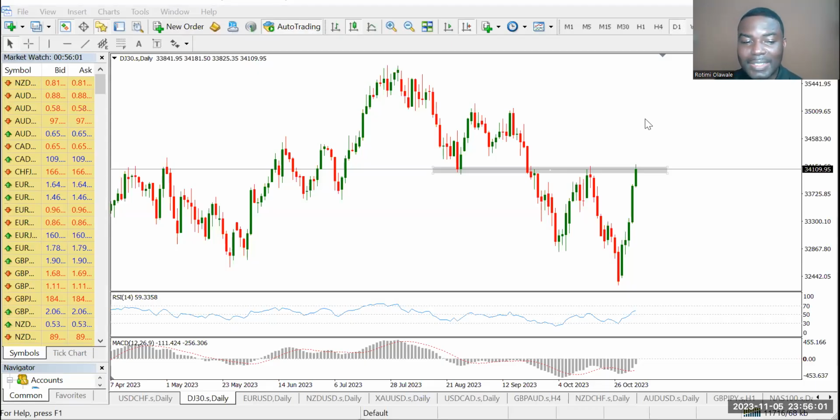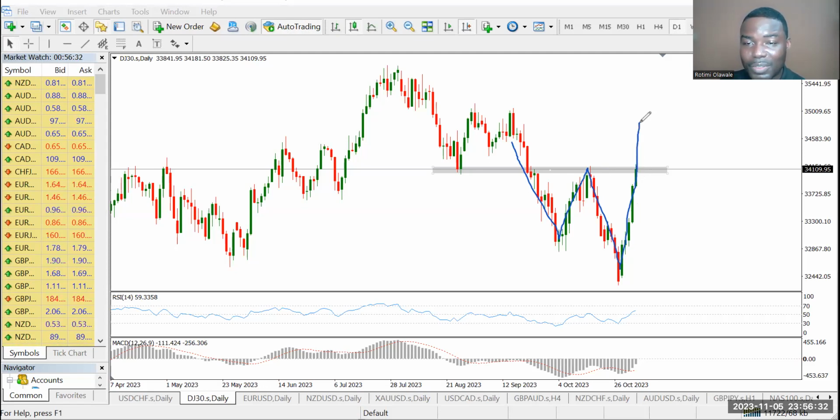Right, so finally we look at the DJ30. Now this DJ30 on the daily time frame, on other platforms you may have it as US30, it's still the same thing. Now on the daily time frame, you can see we have price breakout of a support turn resistance zone. Price moved downwards and is approaching this level again. Now, I think we had a similar pattern on one of the pairs, I think AUDCHF thereabouts. So two things could actually happen here.